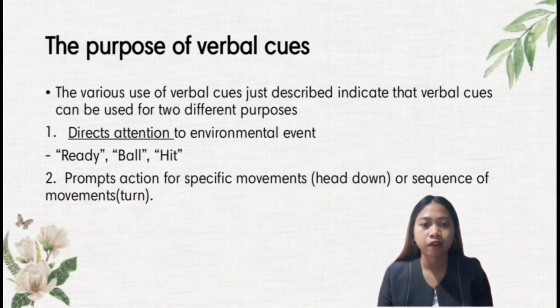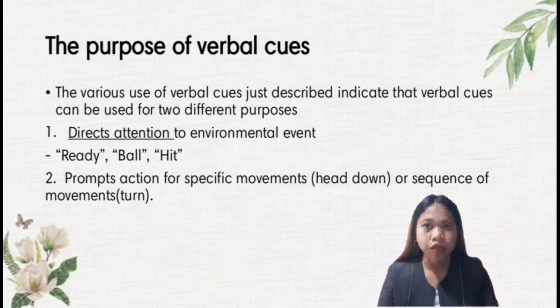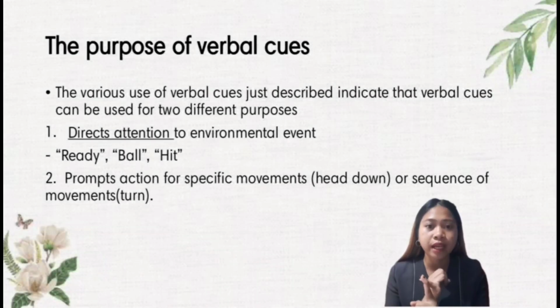The purpose of verbal cues. Verbal cues can be used for two different purposes. First, the cue directs attention to the environmental event or to specific sources of regulatory information. Examples are "ready," "ball," or "hit." Next, the cue prompts action for a specific movement such as "head down," or a sequence of movements such as "turn."